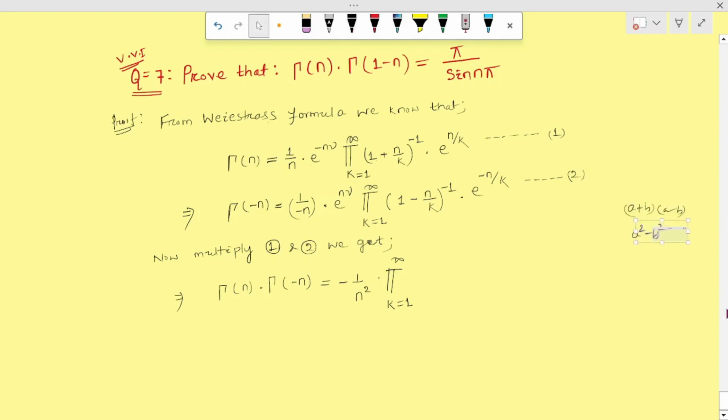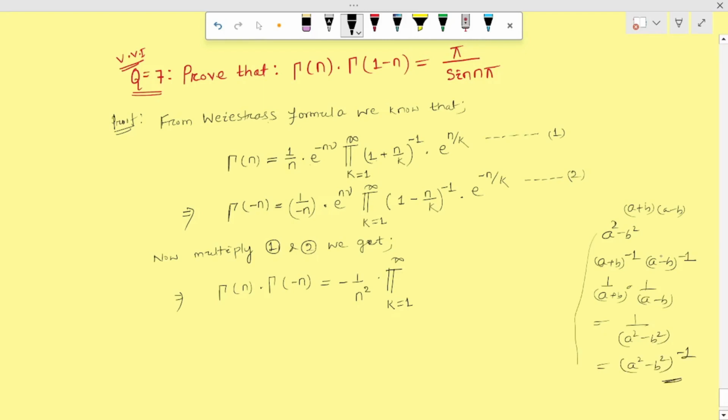I suggest don't be confused here. You may be thinking that the power is minus 1, so how will it become a square minus b square? So I show here. Suppose we have (a plus b) to the power minus 1 into (a minus b) to the power minus 1. It can be written as 1 by a plus b into 1 by a minus b. So this can be written as 1 by a square minus b square, which is nothing but (a square minus b square) to the power minus 1.